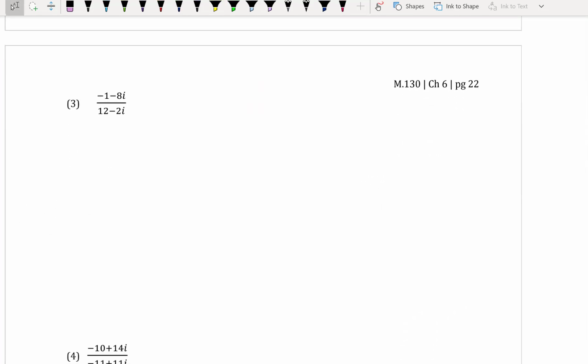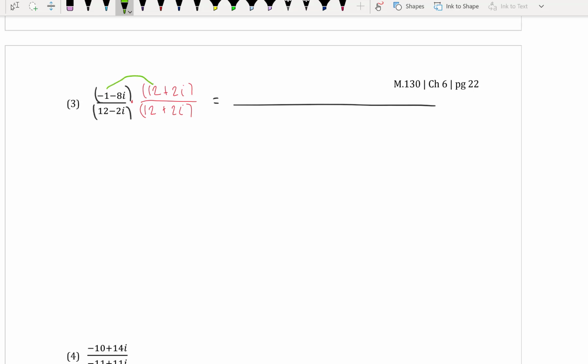Now, for number 3, I want to think about multiplying by the conjugate. So I'm going to have 12 plus 2i. So these are things that are now going to be multiplied. I'm going to think about foiling these things together. So I have a -1 times 12, so that's going to give me a -12. A -1 times a positive 2i, so that's going to give me a -2i.